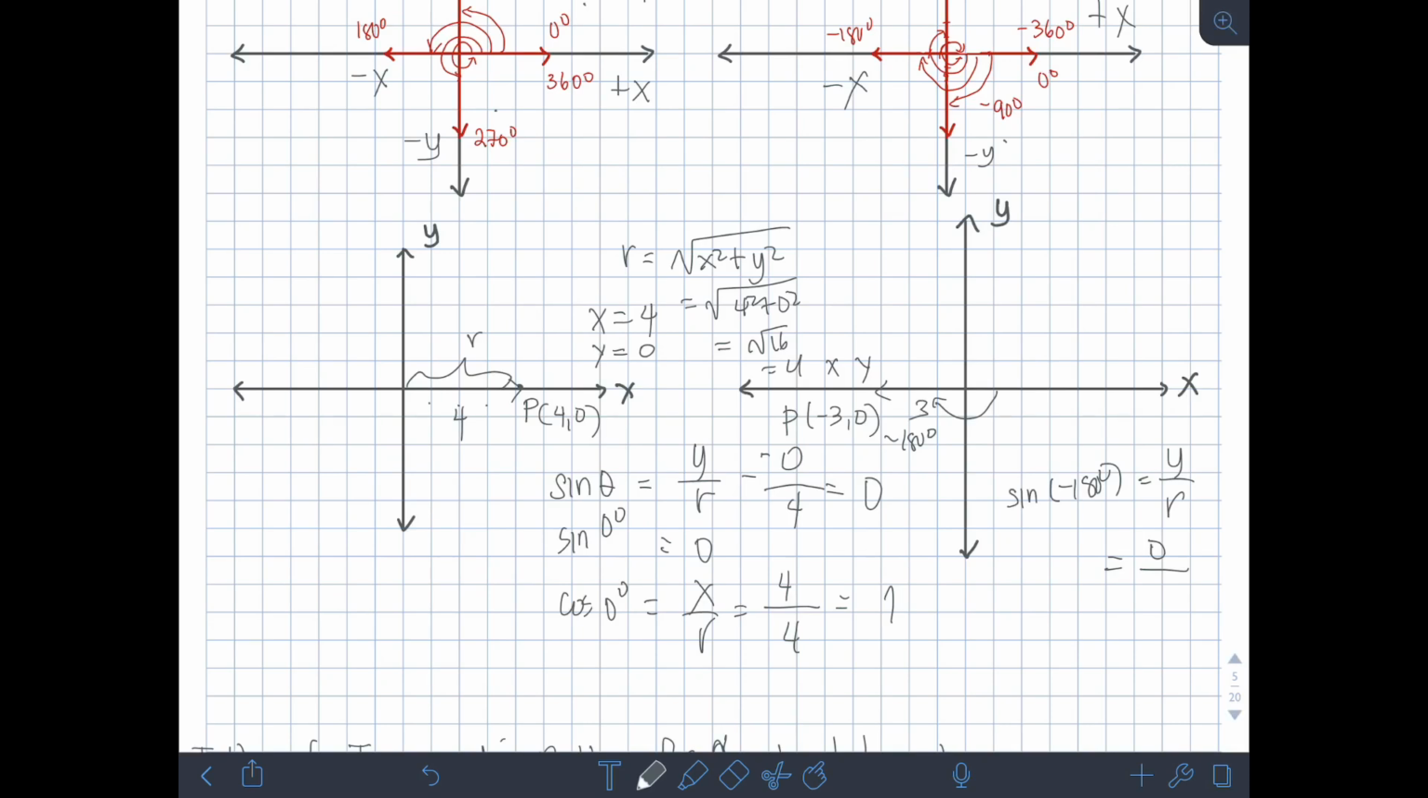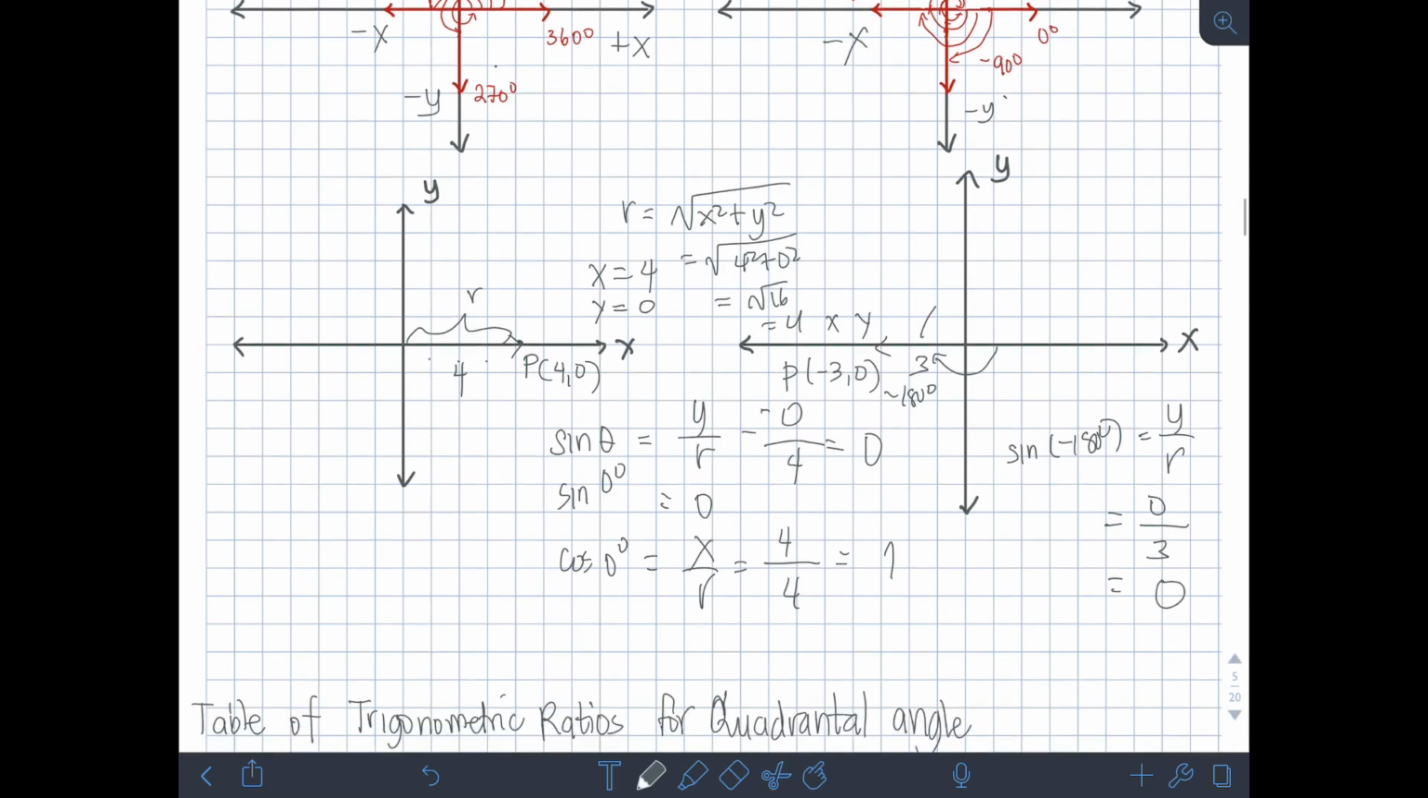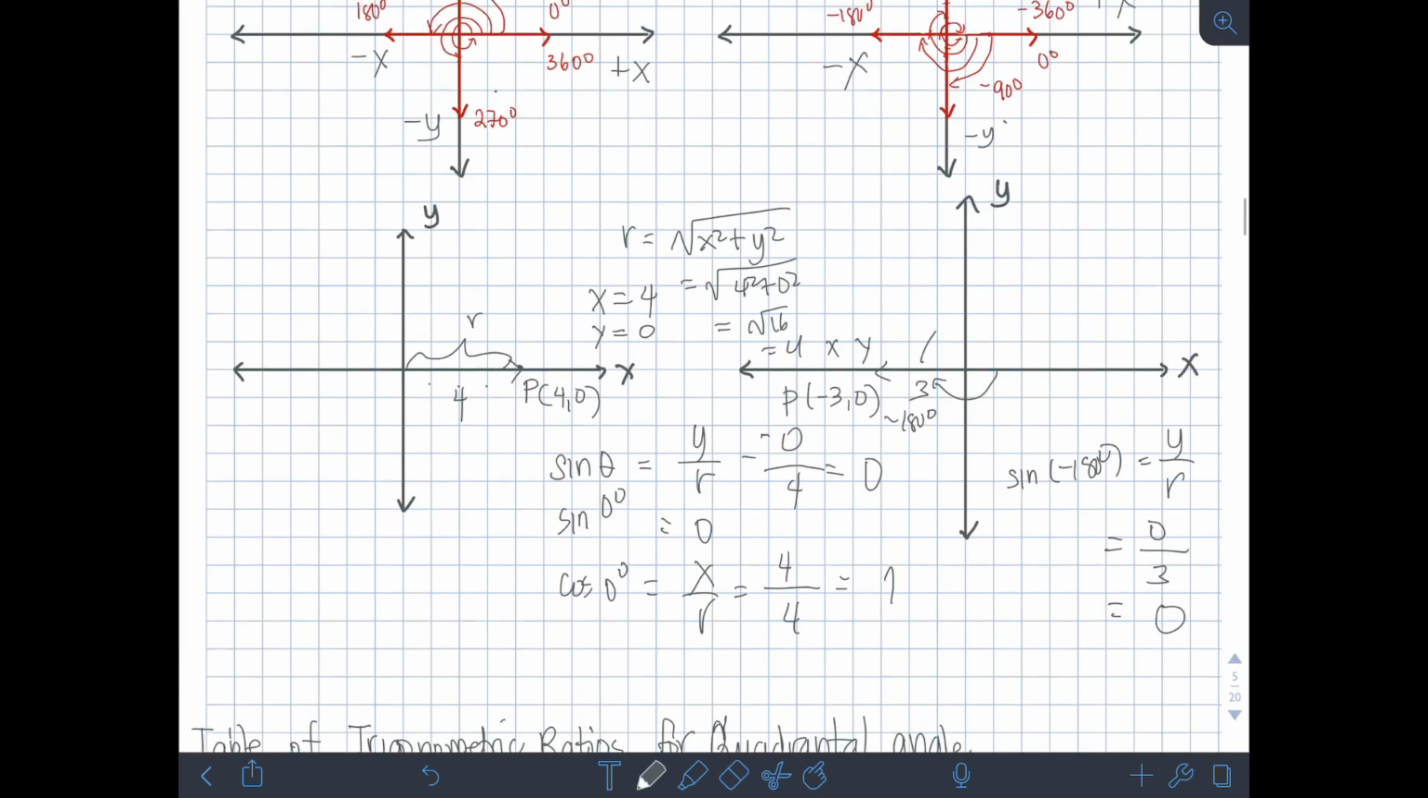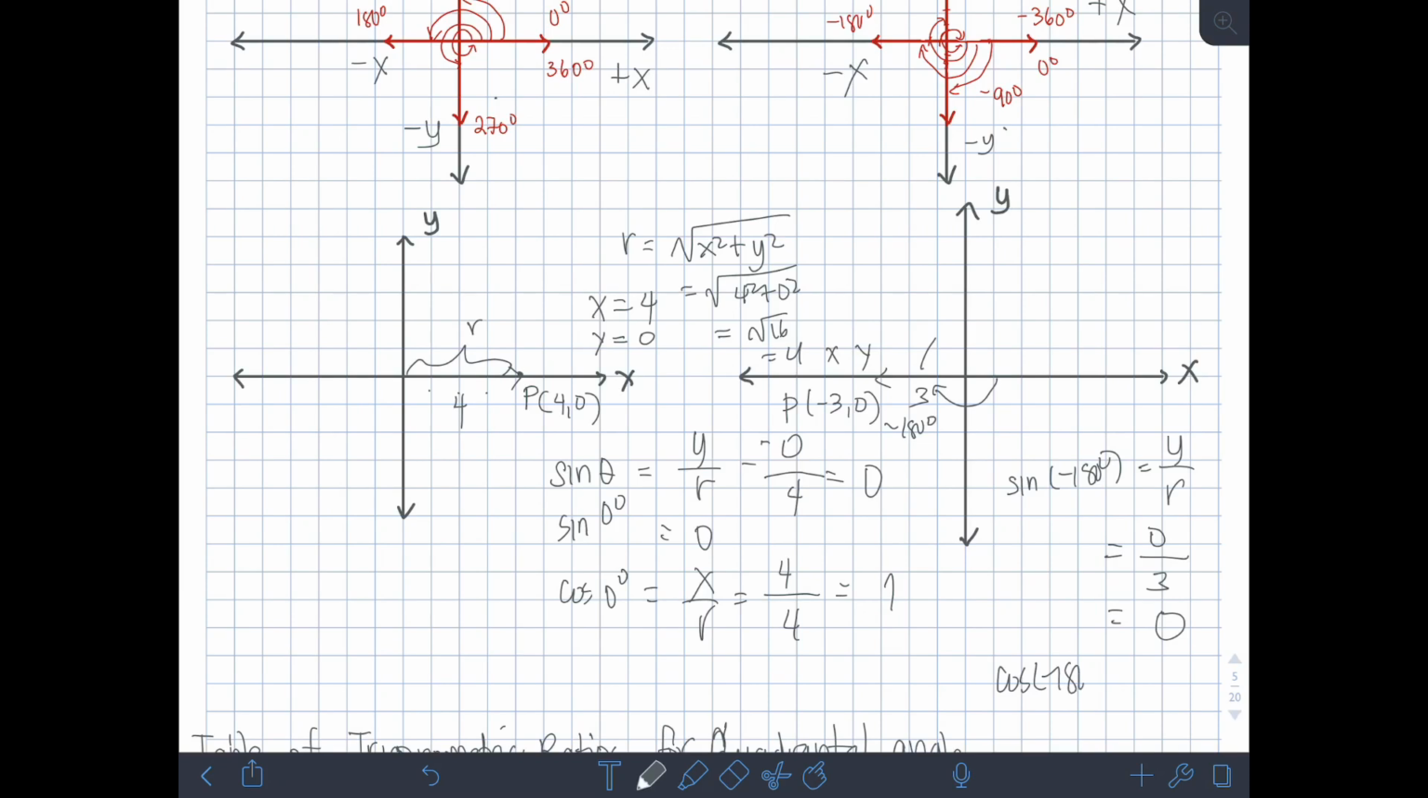Which is positive dapat kasi r is always positive. Applying Pythagorean theorem, masasolve nyo 3 yung r. So, substitute nyo dito 3, we have 0 over 3 is 0. So, sin negative 180 is 0. How about cosine negative 180 degree? Ganun pa rin, x over r, which is, yung x natin this time ay negative 3. Tapos, yung r natin ay 3 din. So, negative 3 over 3 is negative 1. So, therefore, cosine negative 180 degree is negative 1.